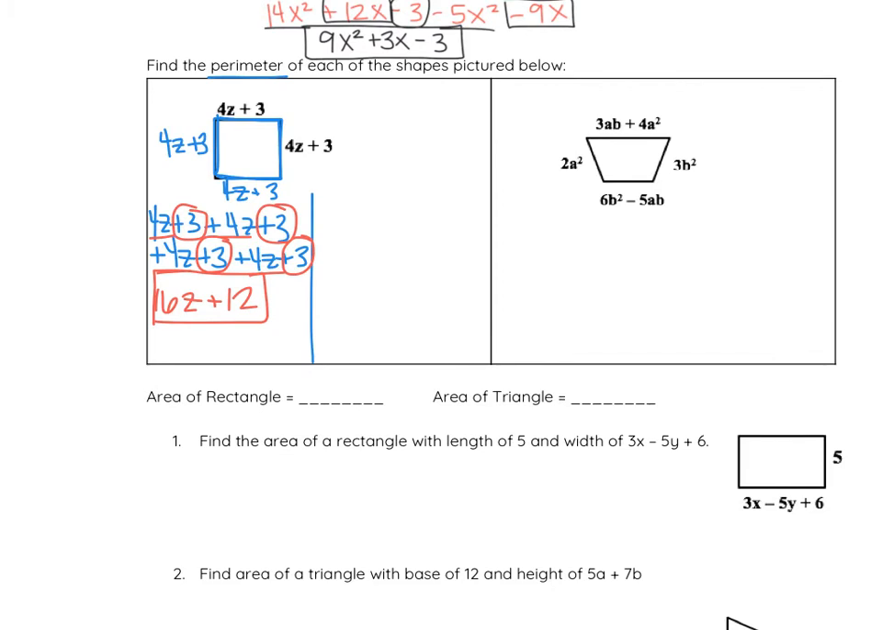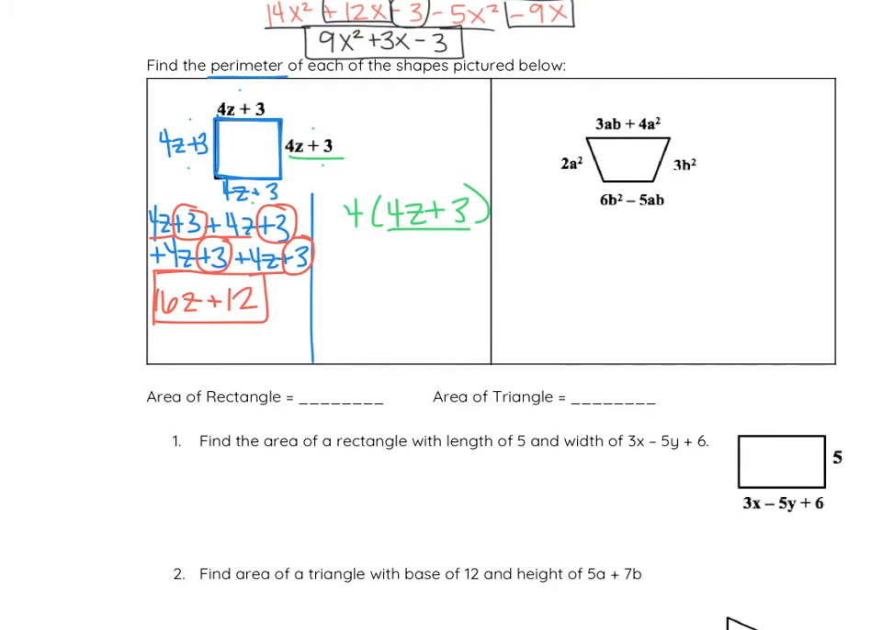The other way to do this problem, because it is a square, is we know that a square has the same side. All sides are equal. So we could just take one of these sides and multiply it by 4. 4z plus 3. Because it's 4 of this exact same expression.